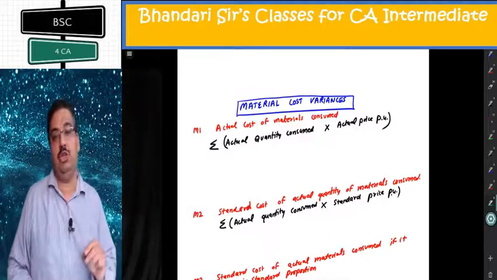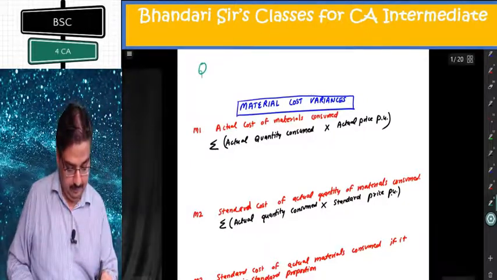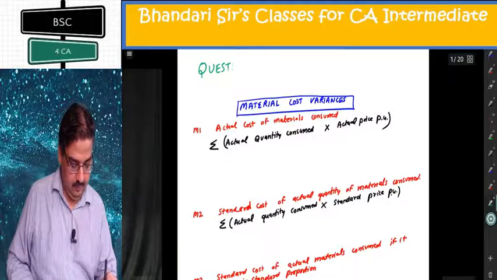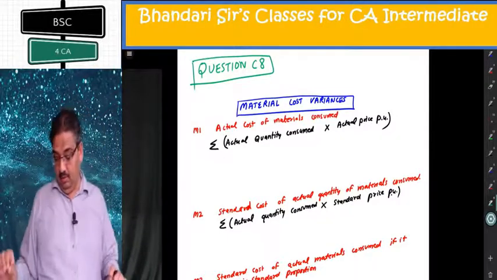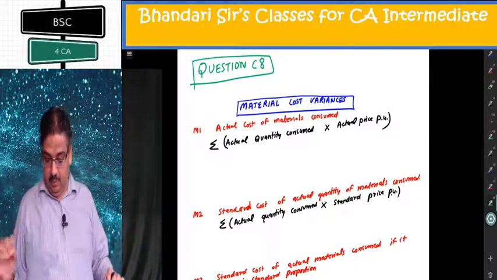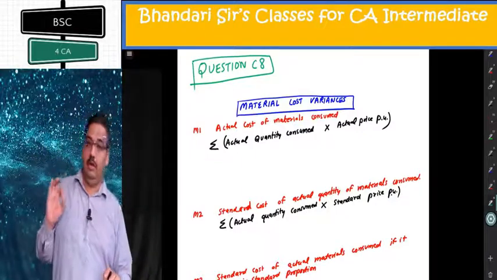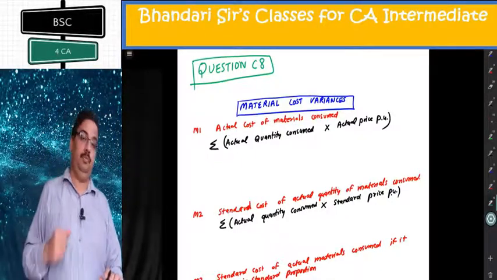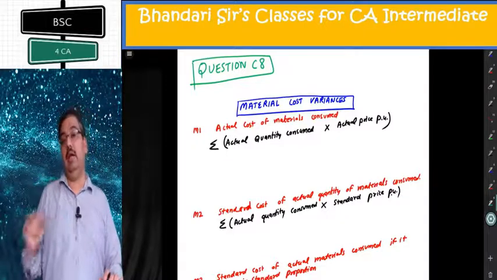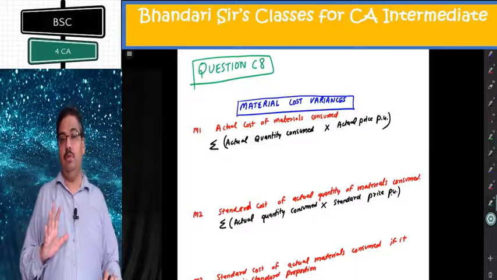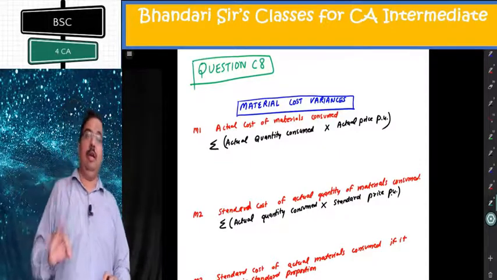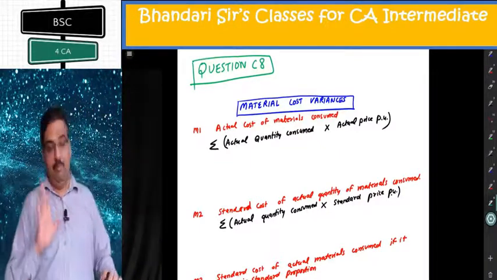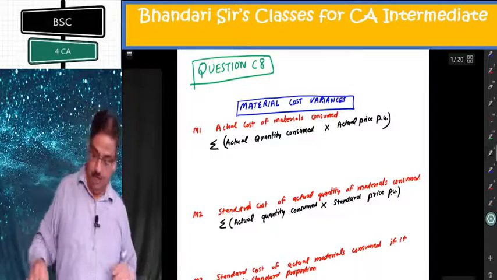Next one is question C8. Question C8. Now the question is having one very good thing which relates to the output, which will feature in M4. Now I will talk about that when I reach M4. Let's concentrate on M1, M2, M3, which are very simple like earlier questions.